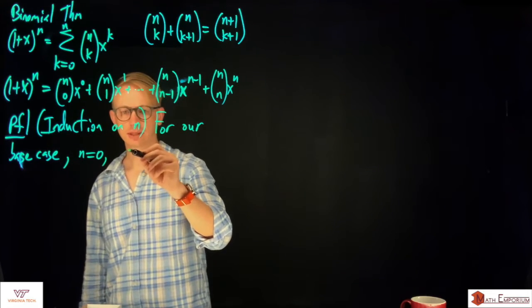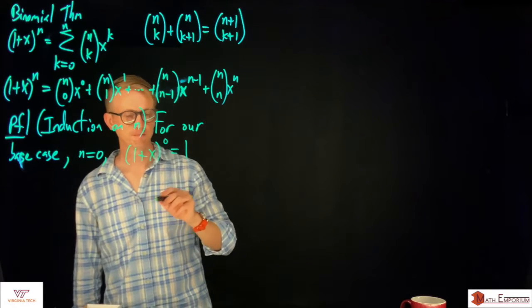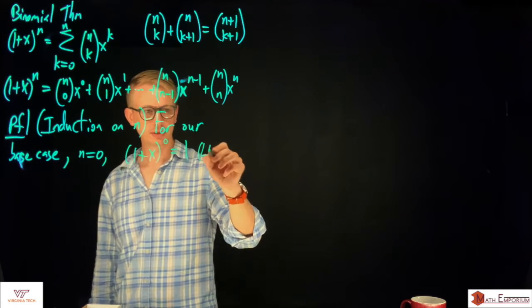Let's go ahead and get the left-hand side done. (1 plus x) to the 0 is equal to 1, right? Okay, so that's the left-hand side.